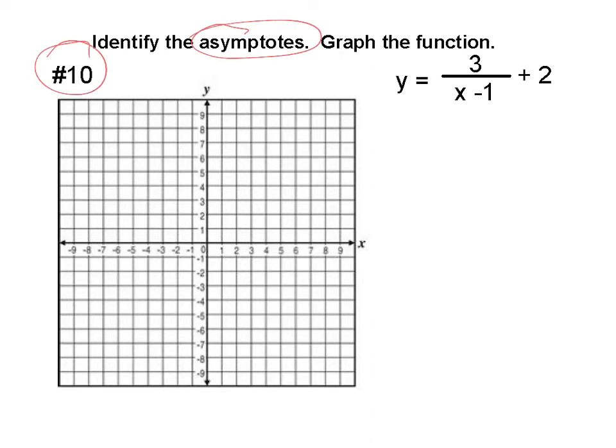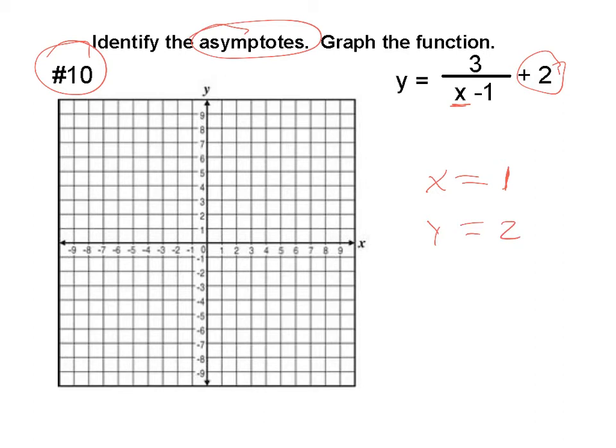This is your actual number 10. Join with me on this one. They first want you to identify your asymptotes because that's going to help you graph. I'll show you how. Notice our x asymptote would be 1, because if I put a 1 right here, I'd get 0 on the bottom, which we don't want, right? And then notice my y asymptote is here.